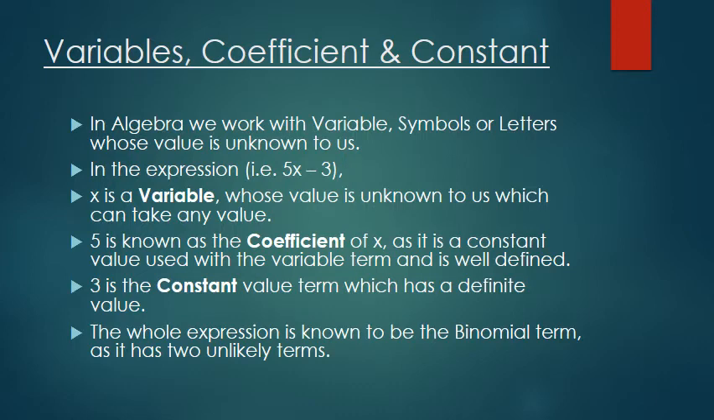Now, what are variables, coefficients and constants? In algebra, we work with variables, symbols or letters whose values are unknown to us. They are known as variables. So, in the expression 5x minus 3, x is the variable, 5 is the coefficient of variable x, and 3 is a constant term. The whole expression is known as a binomial as it has only two unlike terms.